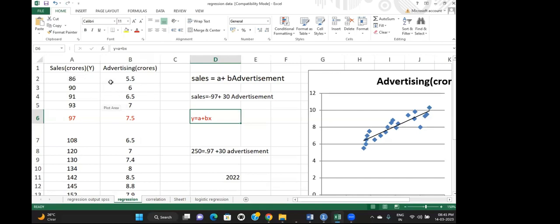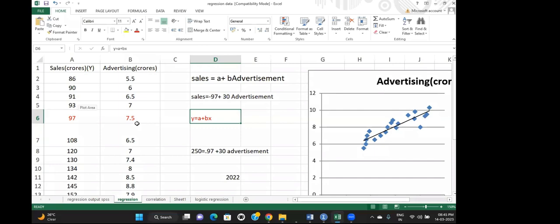Let's analyze the data. The amount on advertisement is 5.5 crores and sales is 86. So if the company increases the amount on advertisement, the sales also increases. If the company increases the advertisement cost to 6.5, it also increases. So what is this? This means this has an impact on this. Advertisement is significantly impacting sales. Can you see this? Yes, ma'am. So this is what it means.